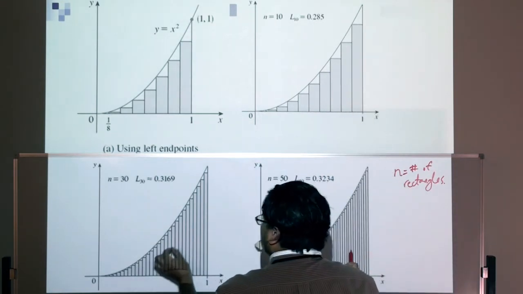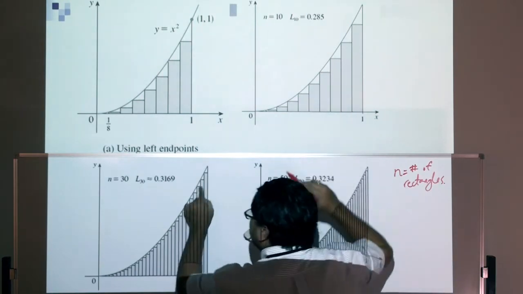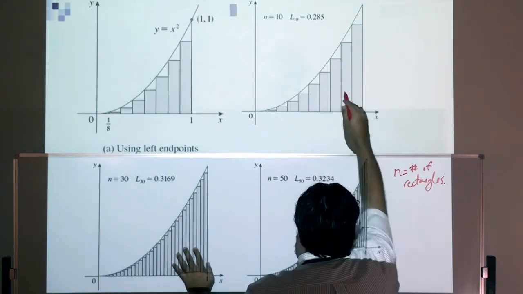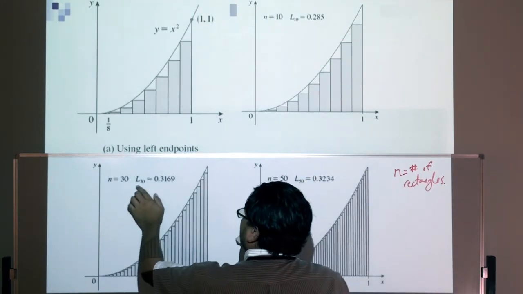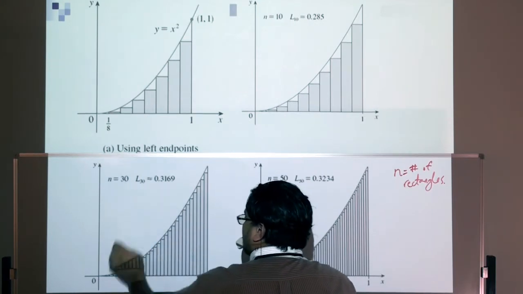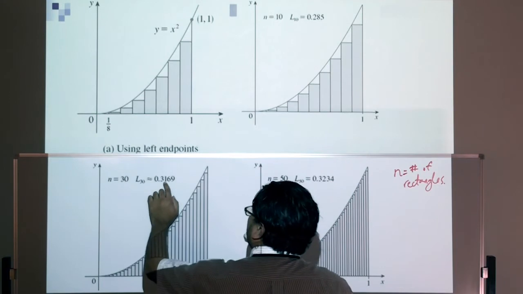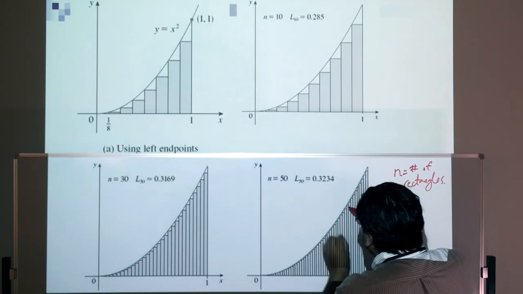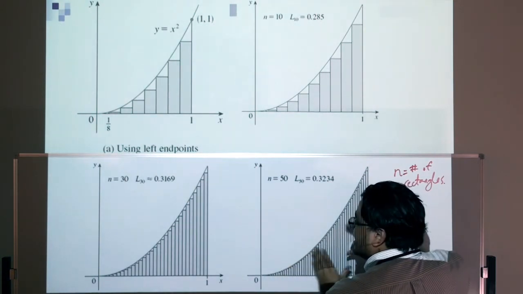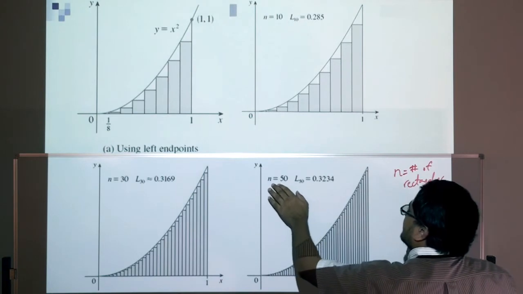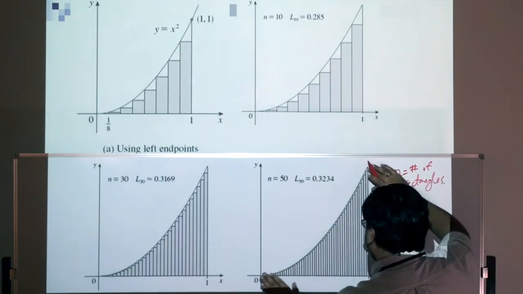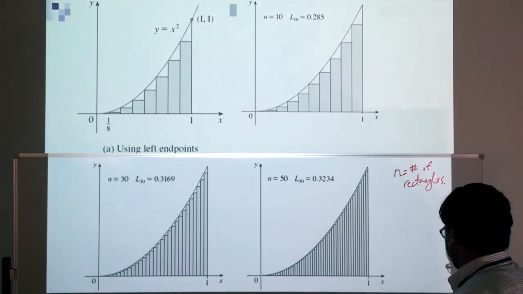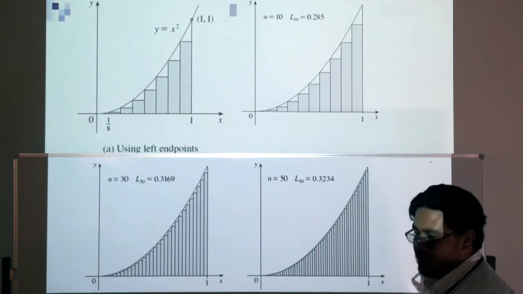Now, if we use smaller rectangles, you see these spaces here become smaller. So this is better than that. This approximation is much better than this one. As you see, the new area we have with 30 rectangles is 0.3169. Now, if you do 50 rectangles, these smaller gaps become so small that this is a better estimate than this one. Using 50 rectangles, we find out that the area under the curve from 0 to 1 is 0.3234.